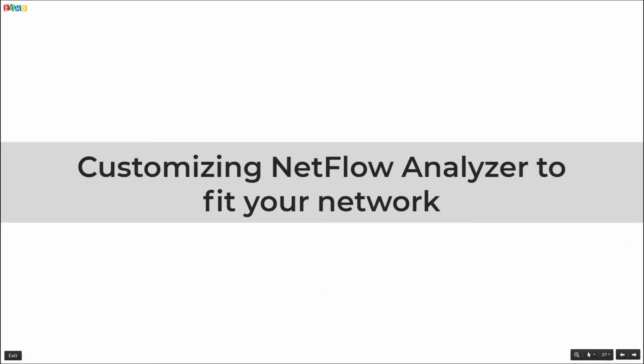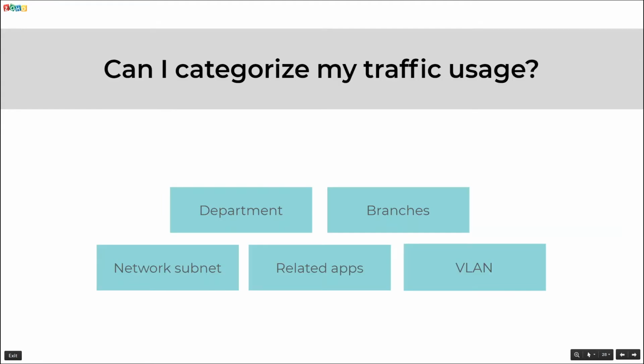So customizing NetFlow Analyzer to fit your network. As I mentioned, customization is possible with our tool, and we will now see how you can go forward with that. Let's say you're going to start with respect to how you can categorize your traffic usage. You can do it based on departments, branches, your subnets, related applications, or even VLANs. You can group them. And now we will be discussing how you can actually do that within our tool.